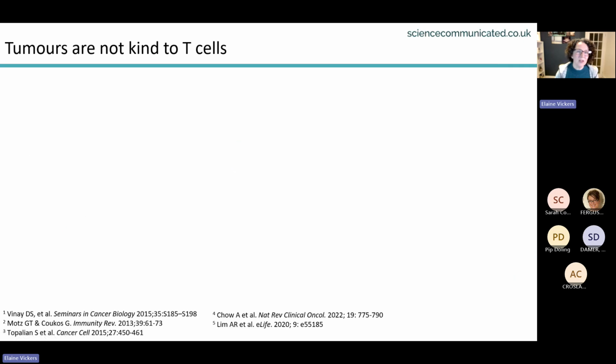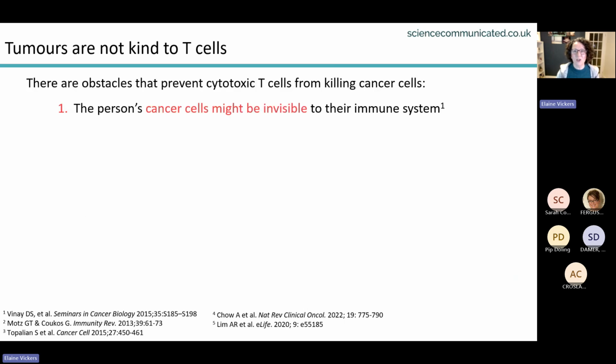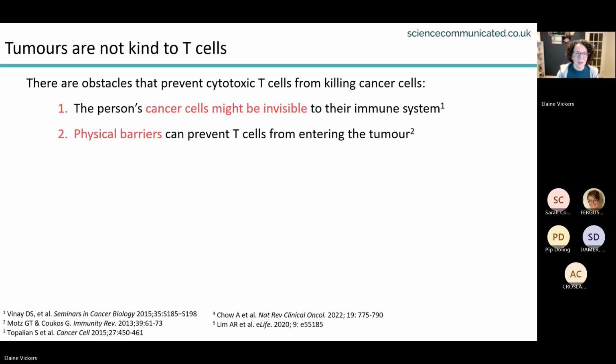However, tumors are not kind to T cells. One issue we have is that if the person's cancer cells don't contain many mutations and aren't producing many neoantigens, this system might never work at all. None of this might happen. If dendritic cells are picking up debris, but there's no neoantigens there, then you won't get T cells activated to then move back into that tumor environment.